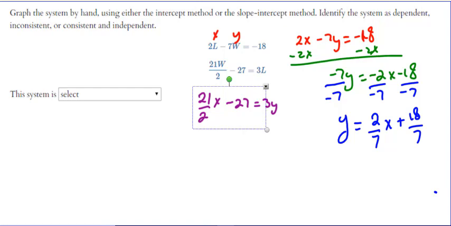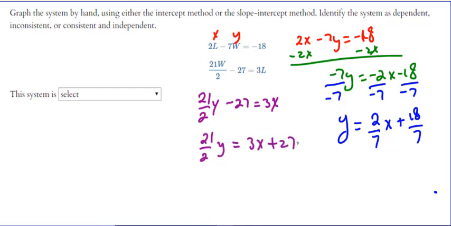No, hold up. Let me back up. Because I just made a mistake. I just grabbed the wrong ones. Okay, so let me do this. The W is a Y. And then the L is an X. So be careful about when you're switching these. Sometimes you just got to double check. Alright, so I'm going to take 27 over. So that's going to leave me 21 over 2y equal to 3x plus 27.